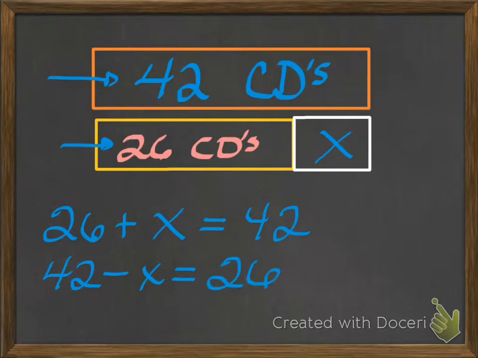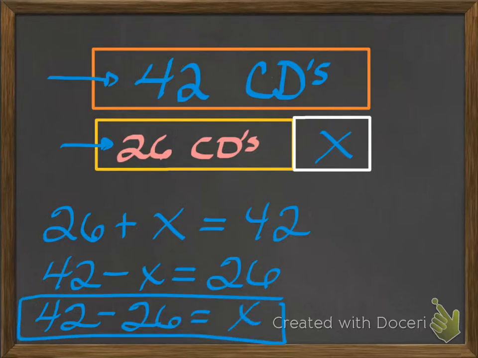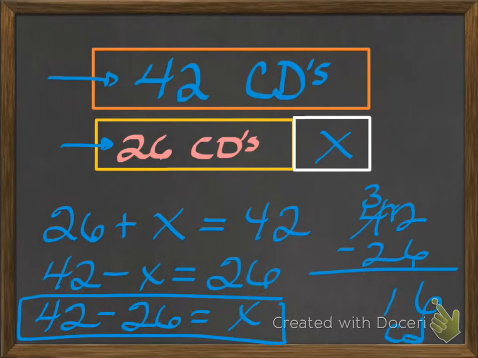Or I can do it a third way. I could take the 42 CDs that Carson has and subtract 26, and that's going to equal the unknown amount. Now this one is the easiest for me to do, so I'm going to use that one. 42 minus 26. Do my borrowing, and I can see that the unknown amount is 16 CDs. I'm going to box my answer.